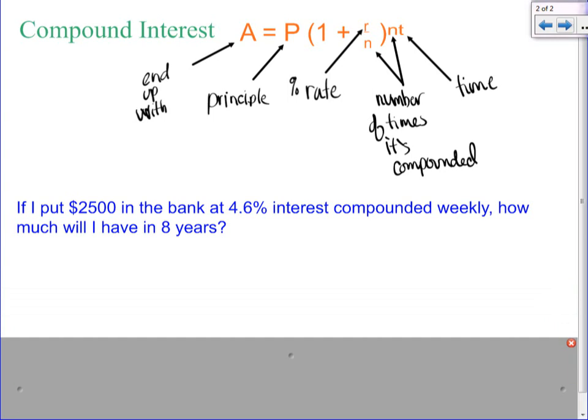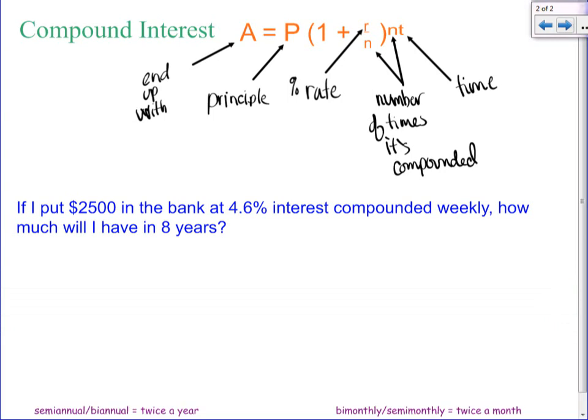Okay, so we're going to try this problem right here. We're going to put 2,500 in the bank at 4.6% interest compounded weekly. How much will I have in 8 years? Okay, so we are figuring out what A is, the ending amount. We're going to start with 2,500.